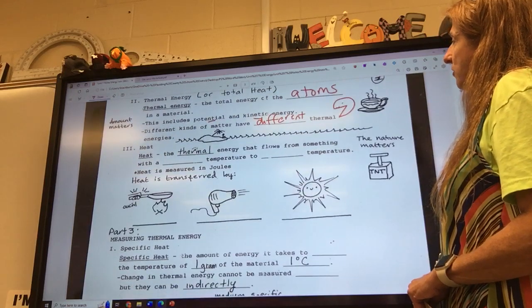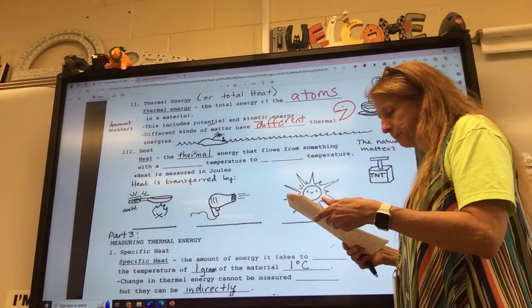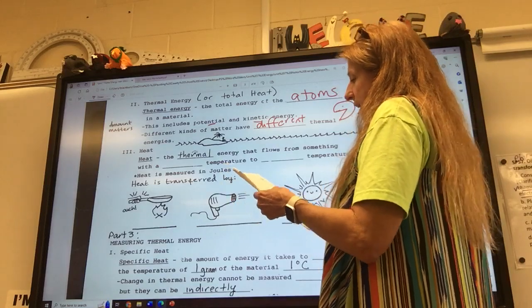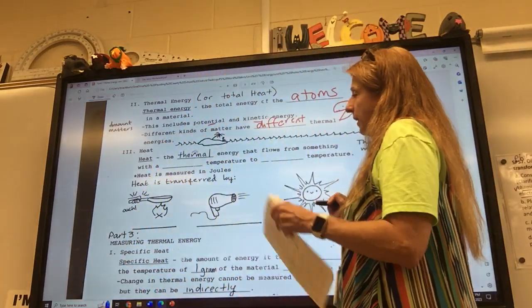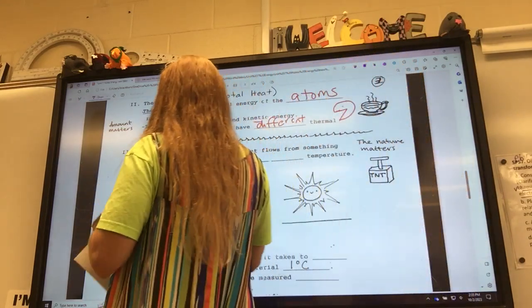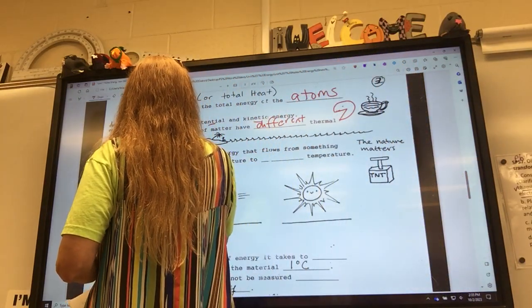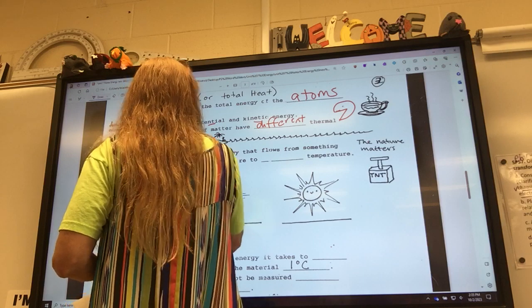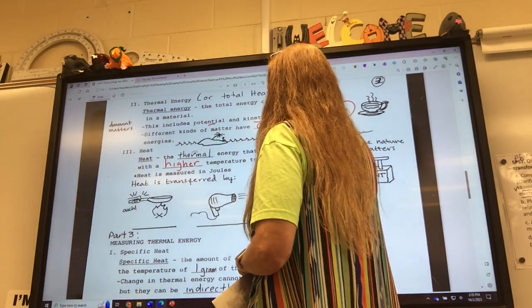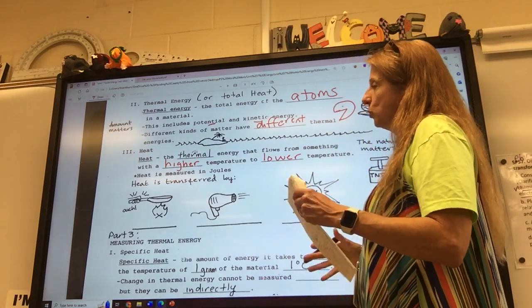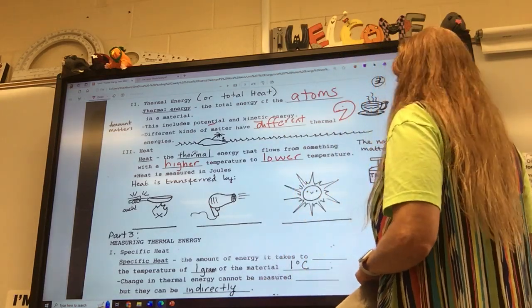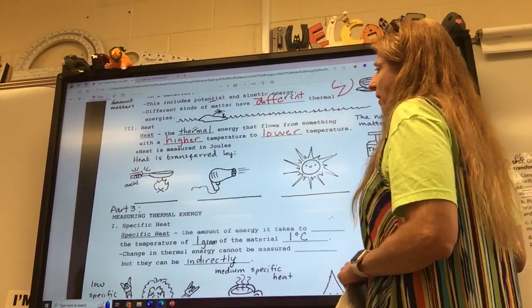Okay, so let's talk about heat. Heat is the thermal energy that flows from something, and it goes from something with a higher temperature to something with a lower temperature. Heat flows from hot to cold. Heat is measured in joules, and heat can be transferred. And I bet y'all already know a little about this.